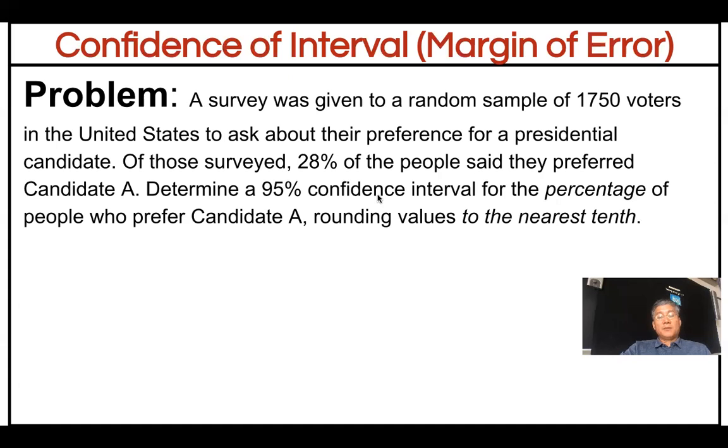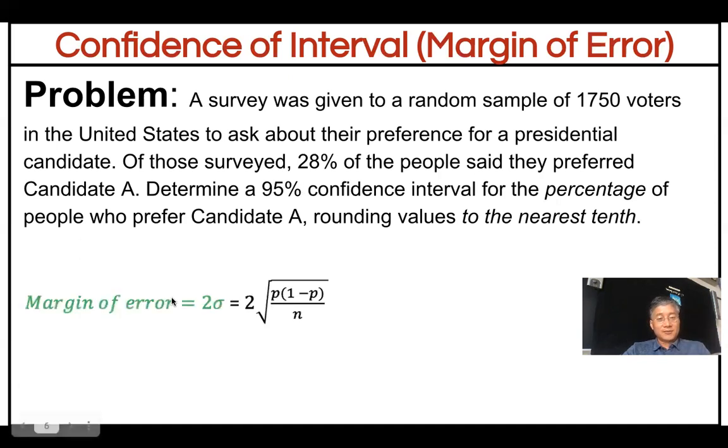For the 95% confidence interval, just remember the formula, right? The interval is mean minus MOE, mean plus MOE, margin of error. So you know the mean is 28%. And how do you find out the margin of error? 2 standard deviations. That's it. So you need to remember 2 things: the mean and how to get the standard deviation. And done, right? So let's get it.